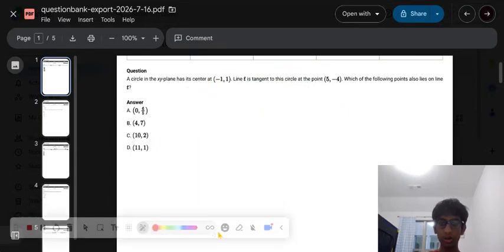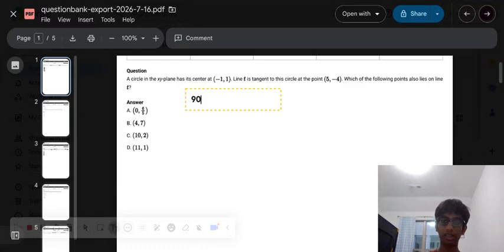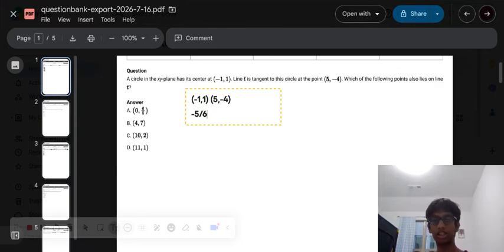Okay, so first we need to figure out the slope of our first line, which is our radius. So our first line has the points negative 1, 1, and also the point 5, negative 4. We just need to use our slope, which is delta y over delta x, which leads us to 3 over 6. Oh, this is negative 4, by the way. So always make sure to look at these problems carefully. So this would be negative 5 over 6. And that would be our slope, right? X is increasing by 6, and y is decreasing by 5. So this is the slope of our radius.